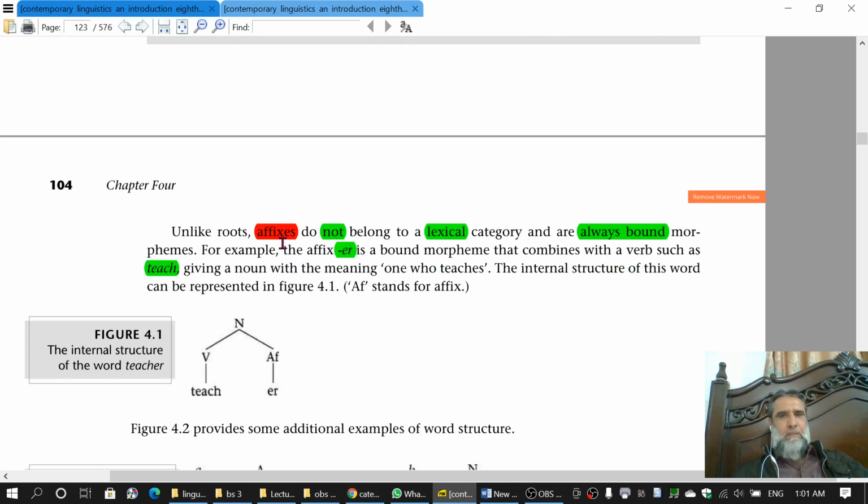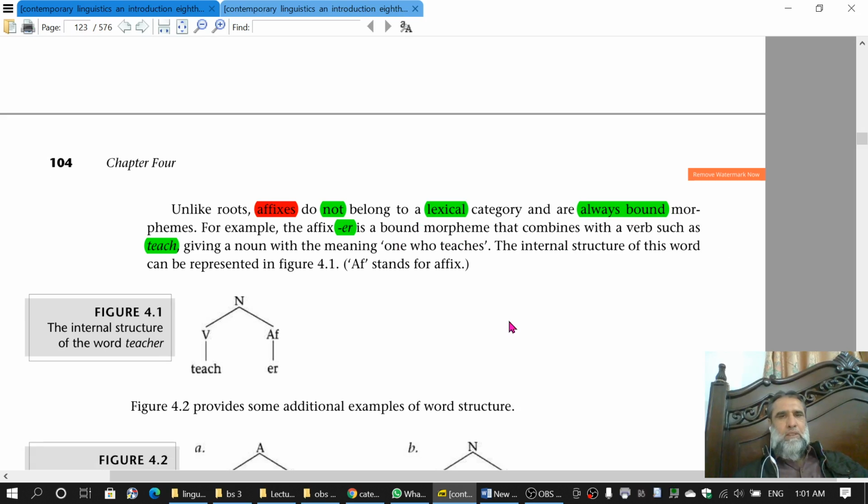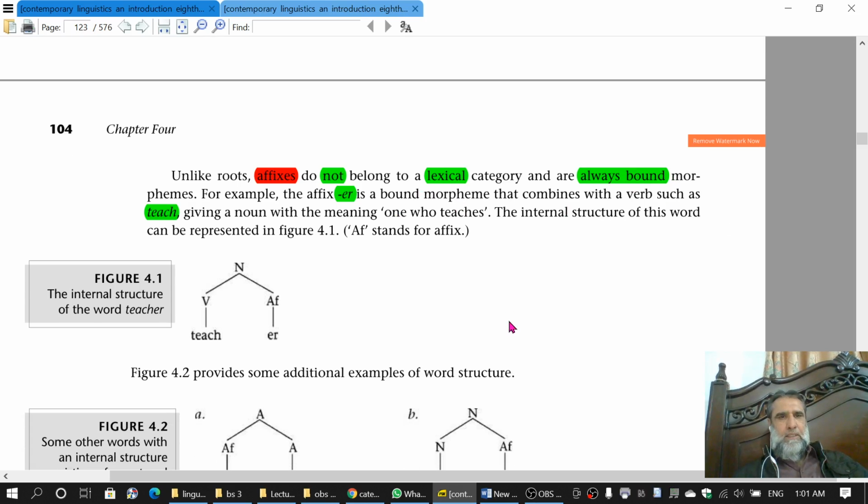एफिक्सेस ये भी मार्फीम हैं, लेकिन ये लेक्सिकल कैटेगरी से बिलोंग नहीं करते और ये अलग से लफ्ज़ का काम भी नहीं कर सकते और ये हमेशा बाउंड मार्फीम्स होते हैं और ये और अल्फाज़ के साथ मिल के लफ्ज़ बनाते हैं. मसलन अगर हम टीच ले लें जो कि वर्ब है, ये जब ई आर से मिलता है जो कि एफिक्स है, ये वर्ब है, ये एफिक्स है, तो दोनों मिल के एक नाउन बनाते हैं टीचर.